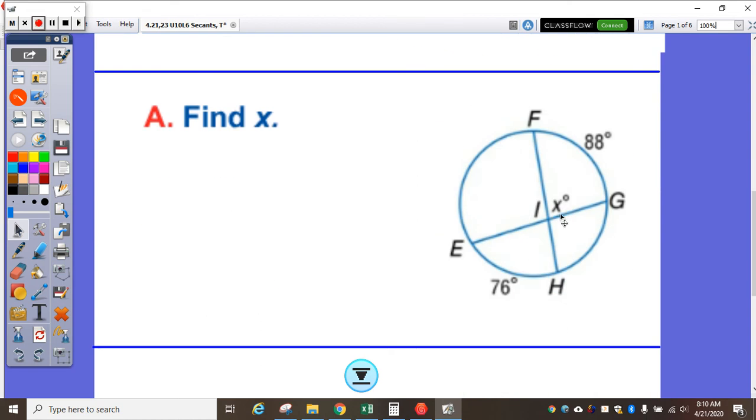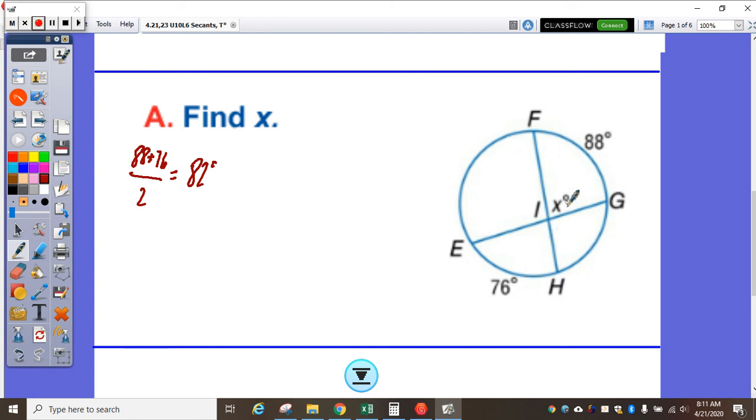Here we want to find what angle X is. We're going to take these intercepted arcs. I have an intercepted arc of 88, and I'm going to add that to the 76, and divide by 2. Let's straighten up this pad a little. Calculator: 88 plus 76 divided by 2. That gives me an angle measure of 82 degrees. And if this is 82 degrees, then of course this is 82 degrees as well.